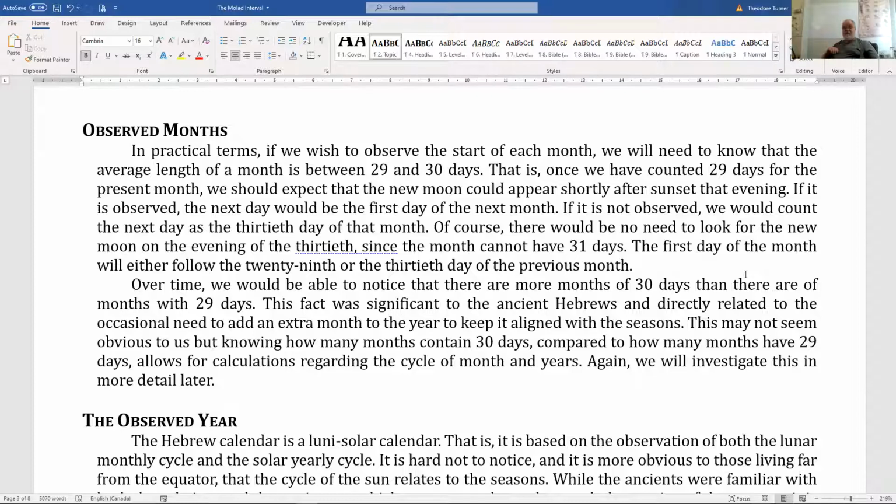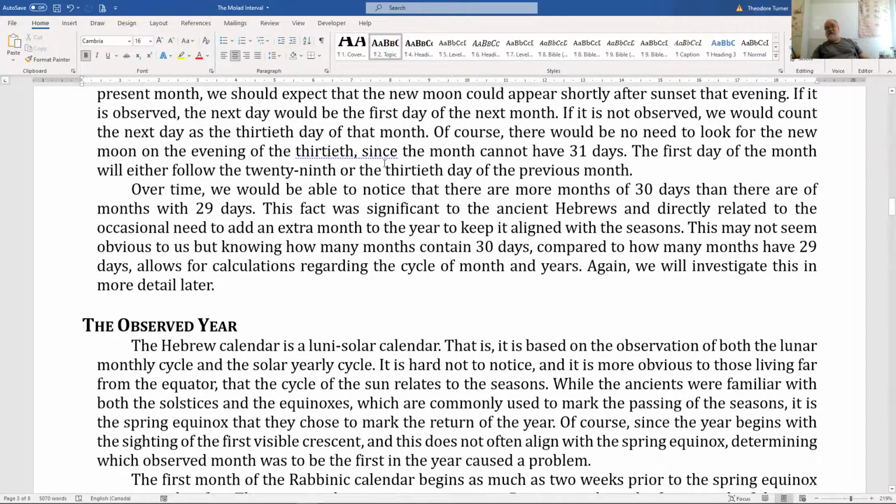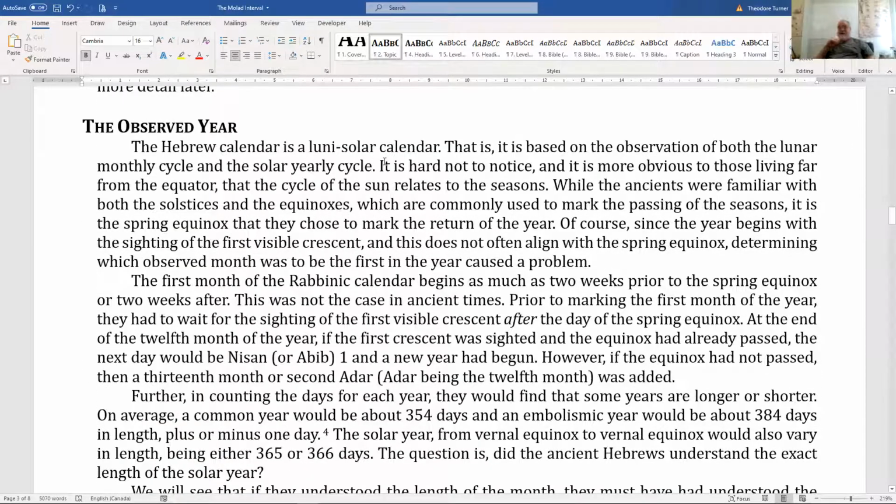So it may not seem obvious to us, but knowing how many months contain 30 days compared to how many months have 29 days allows for calculations regarding the cycle of months and years. Again, we'll investigate this in more detail later. So this idea of observing the month was actually very straightforward for the average person in the past, but we don't think this way. A month is something on a calendar, not something you observe. The Hebrew calendar is a lunisolar calendar. That is, it is based on the observation of both the lunar monthly cycle and the solar yearly cycle.